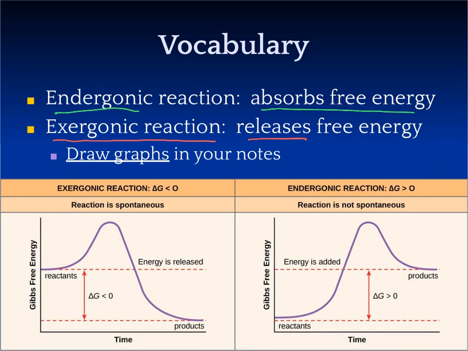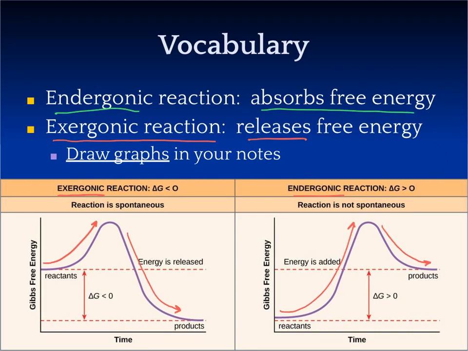And so in your notes, you're going to need to draw these graphs. The notes are a graph for an exergonic reaction and a graph for an endergonic reaction. The big things to notice are that in the exergonic reaction, it requires less energy to get it going, and the products are less energetic oftentimes than the reactants. And in an endergonic reaction, it takes more energy to get going, and the products are often more energetic than the reactants.